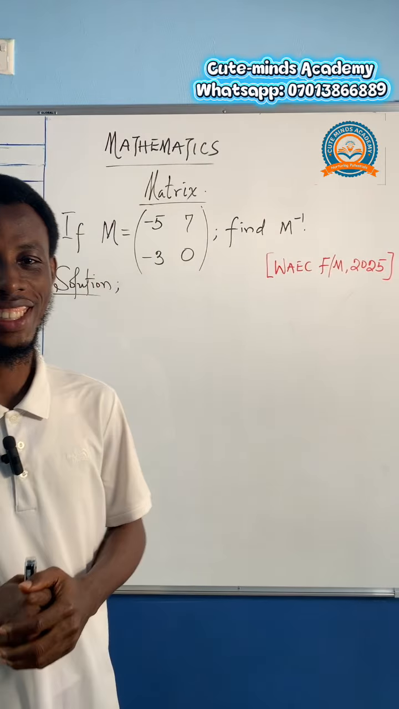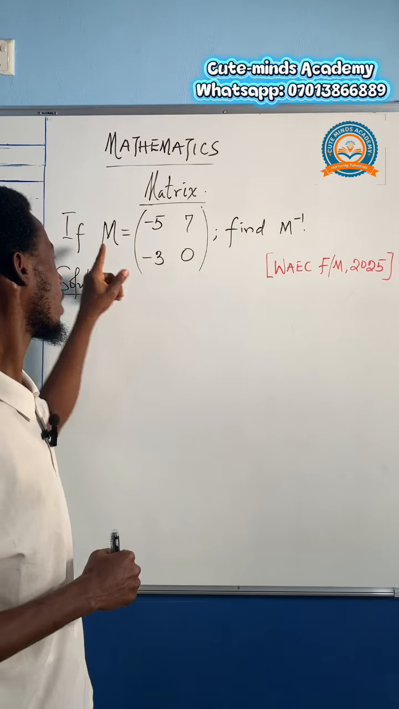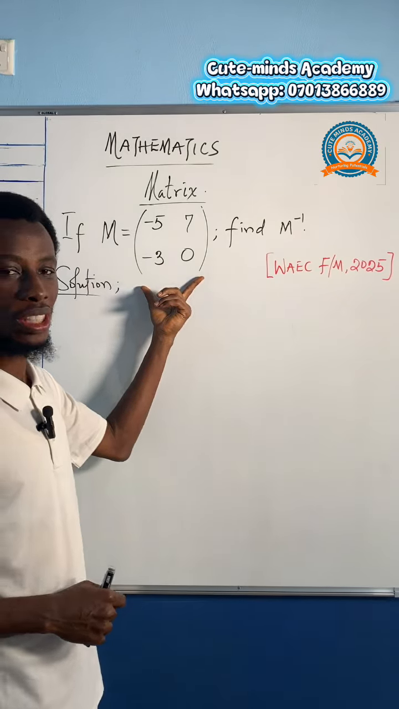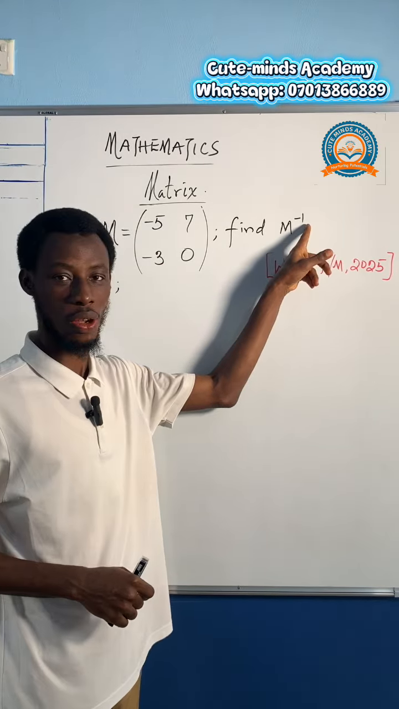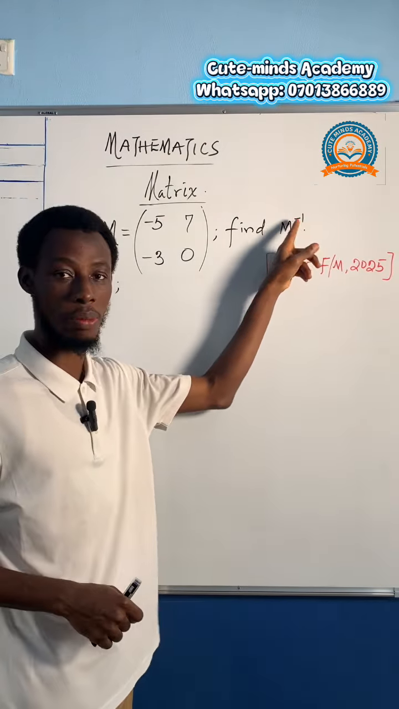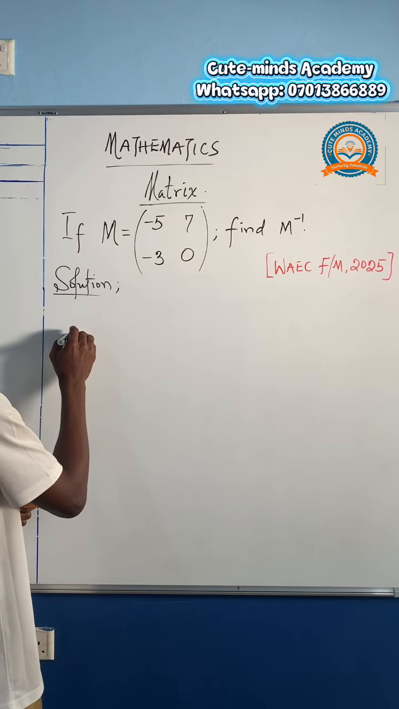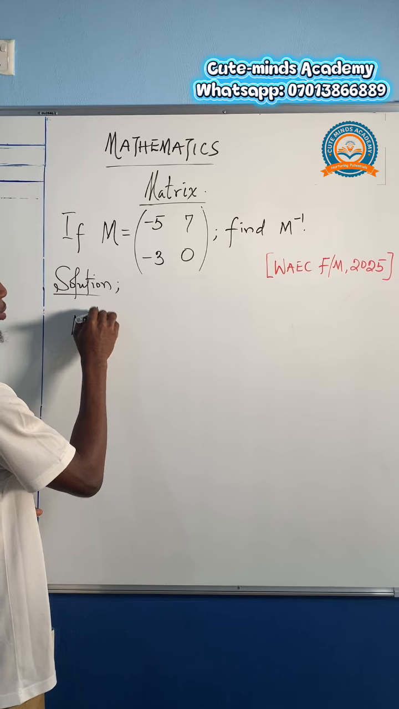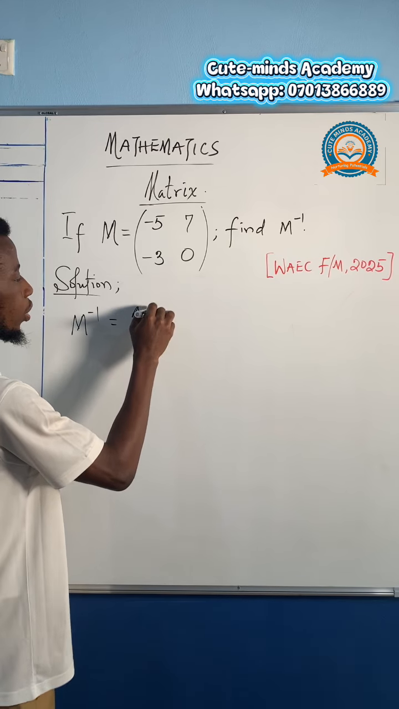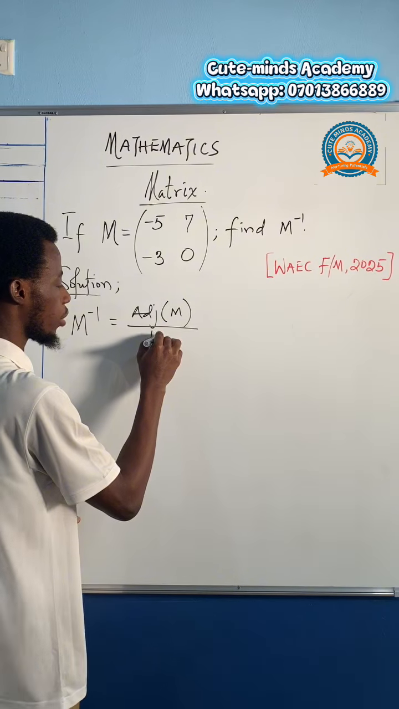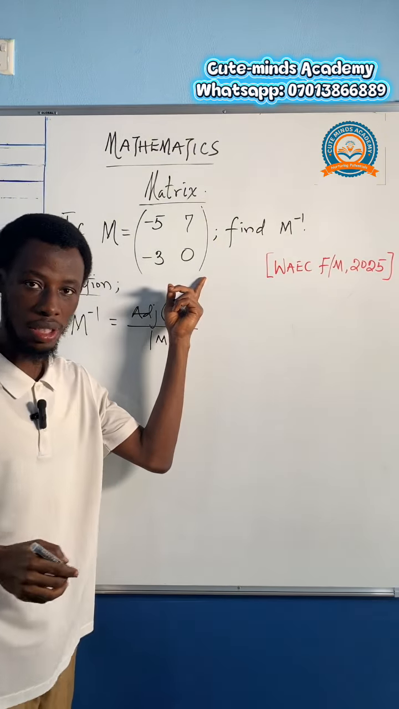Good day, everyone. Let's have a look at this matrix question. If N is given as this matrix, we have to find the inverse of N. N raised to the power of minus 1 is the inverse of N. Solution: the inverse of M we can write as the adjoint, or the adjugate, of M divided by the determinant of matrix M itself.